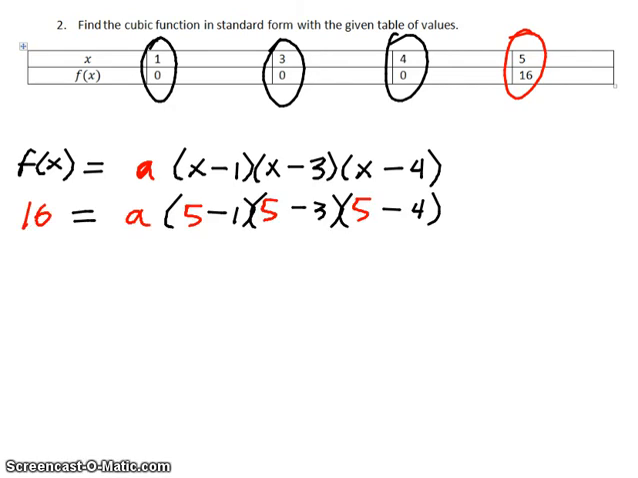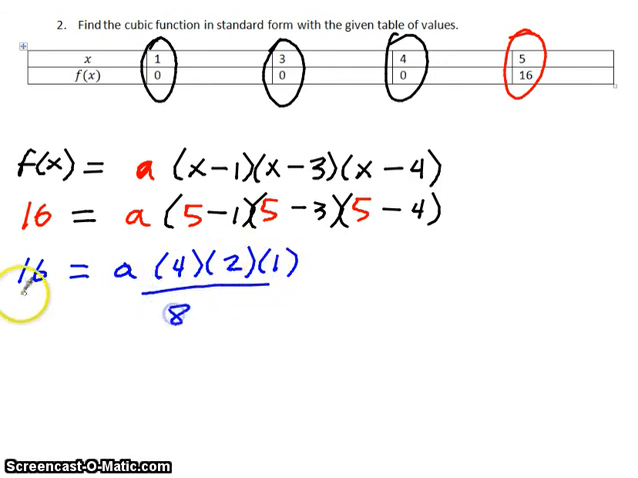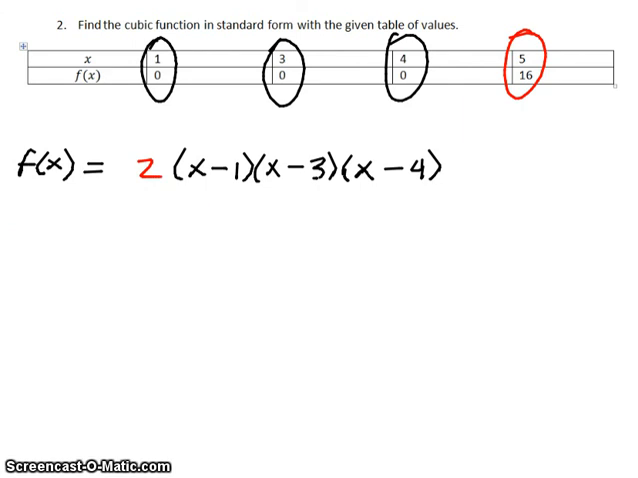Okay, so we have the 16 and the 5 plugged in. Now it's just a process of simplifying and solving for a. So we have 16 equals a times 5 minus 1 times 5 minus 3 times 5 minus 4, and that gives us an 8. So if we divide both sides by 8, we end up with a equals 2. Alright, so we know a is equal to 2, which brings us back to here.